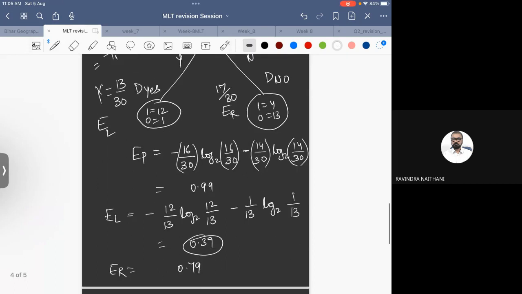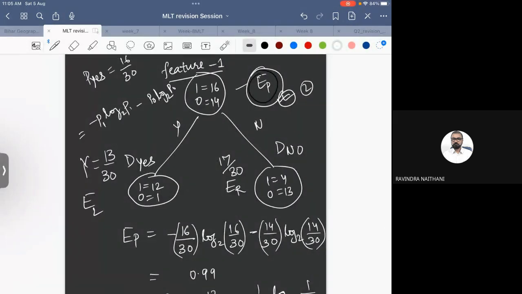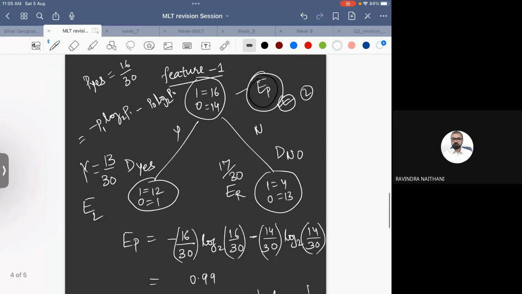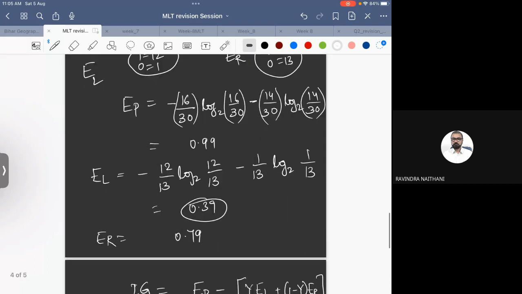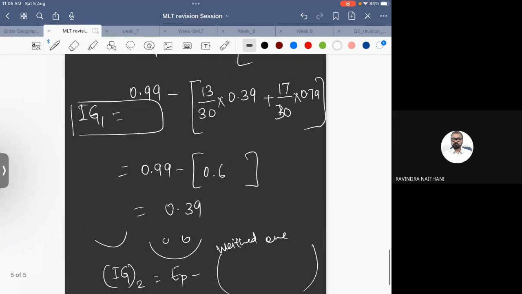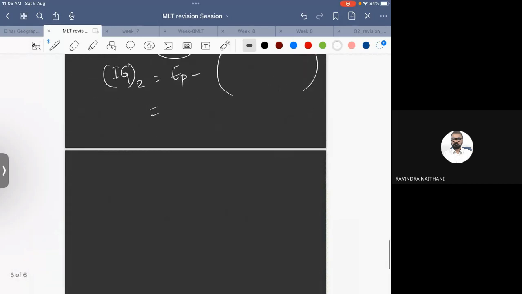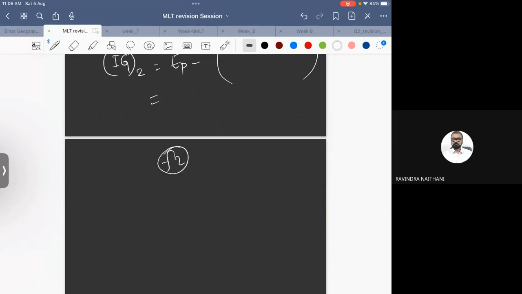Yes sir, this is how you generally calculate. Let's say you have been given two features and you have been asked on which feature it will start splitting. For your first feature you got the information gain IG1 equals 0.39, and for the second feature, feature 2, you got the information gain IG2 as something like 0.13. So tell me, on which feature will it start splitting?